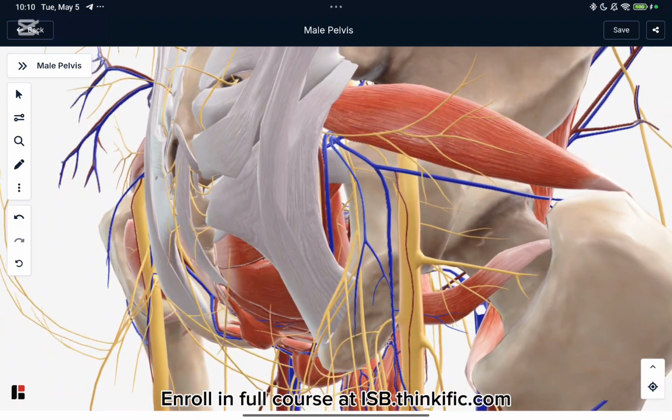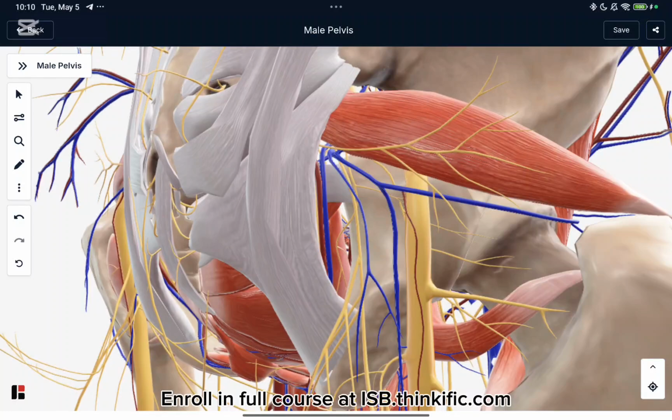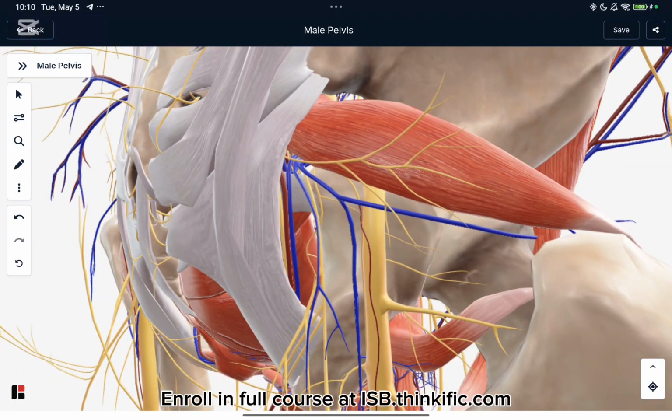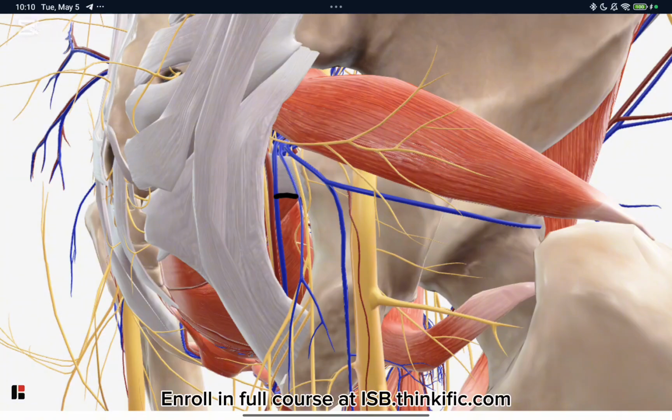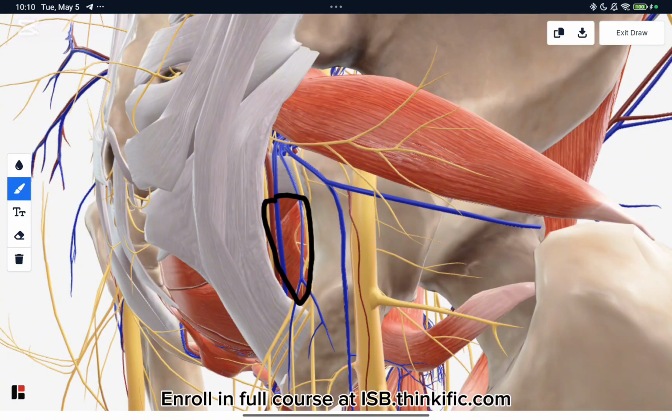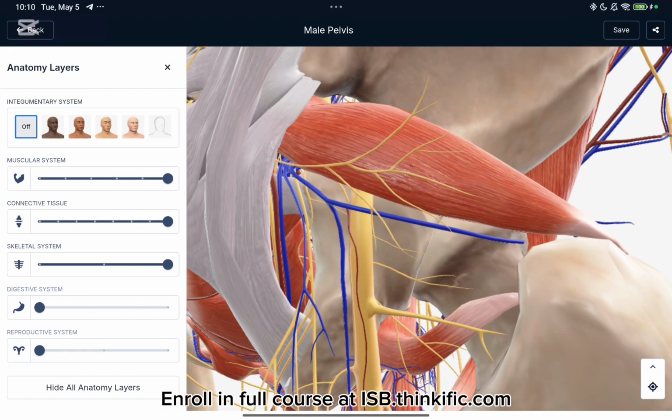The lesser sciatic notch, on the other hand, what are the structures that are passing through here? For instance, we've already talked about one structure, which is the tendon of the obturator internus. Remember that? The tendon of obturator internus. Let's bring it back.